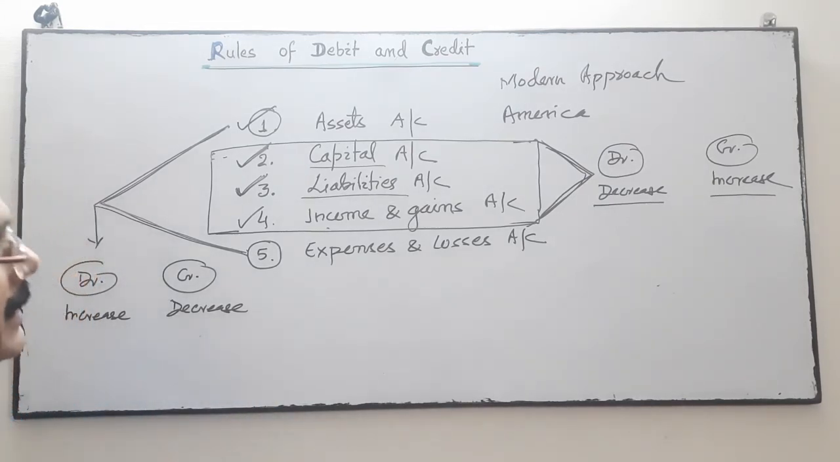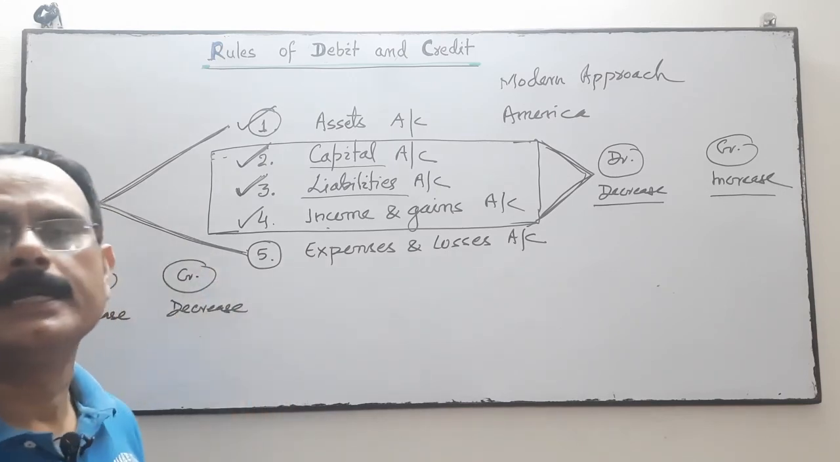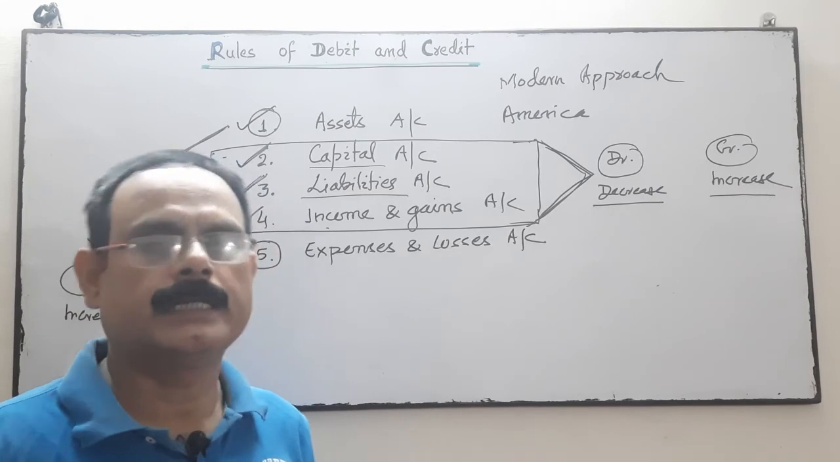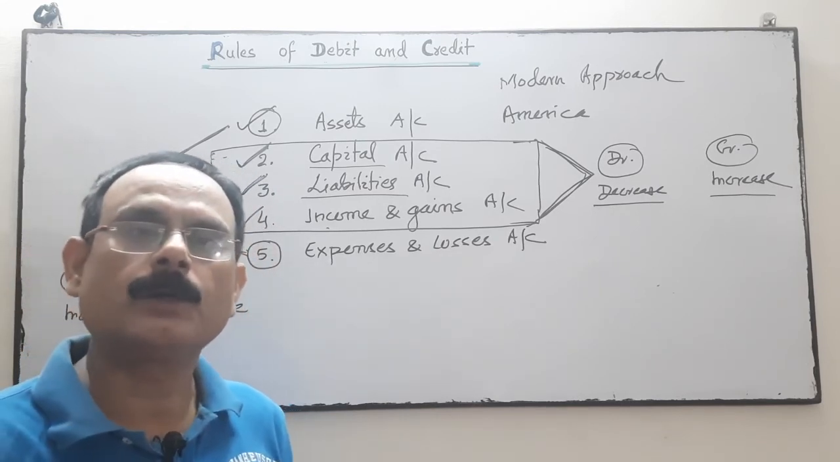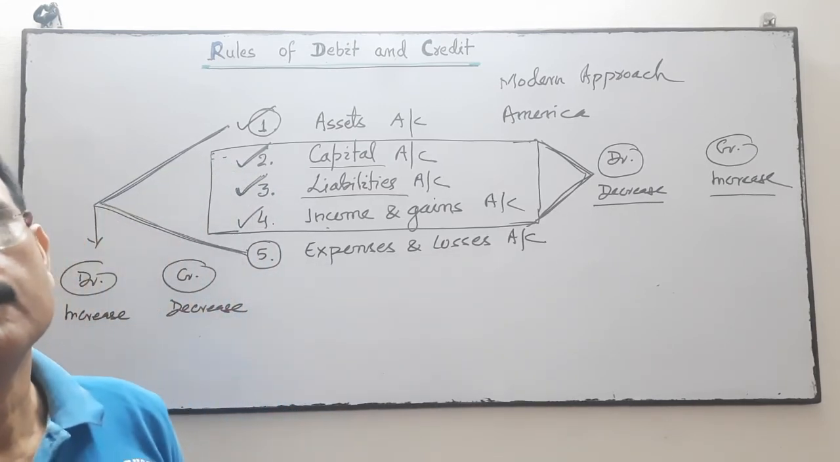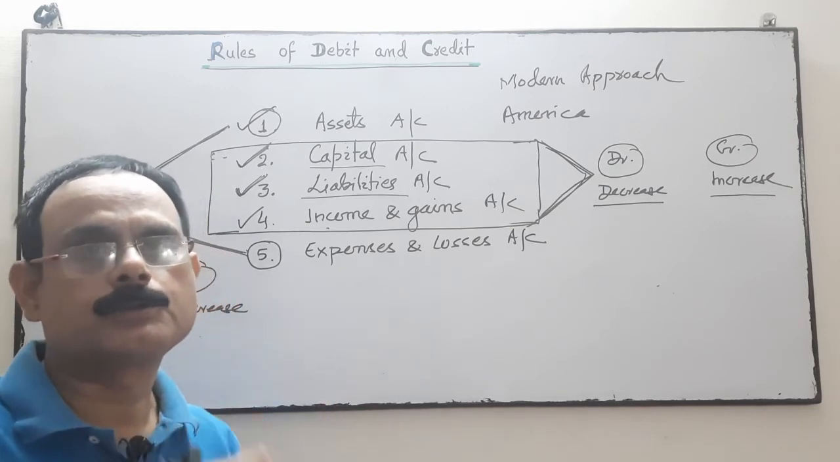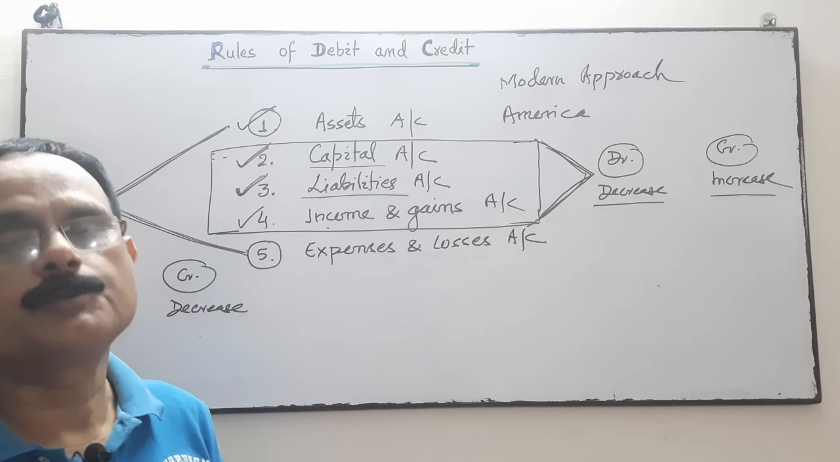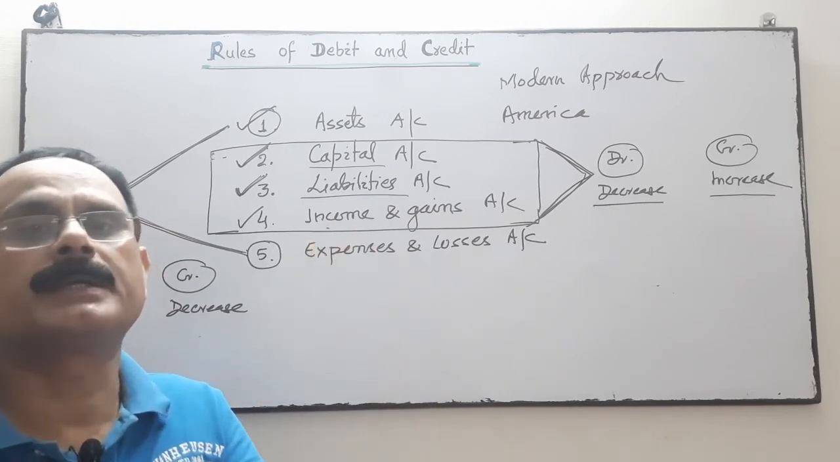Is it clear? This is the modern approach developed in America. We will discuss the traditional approach of rules of debit and credit, developed in England, later in the chapter on journal entry.